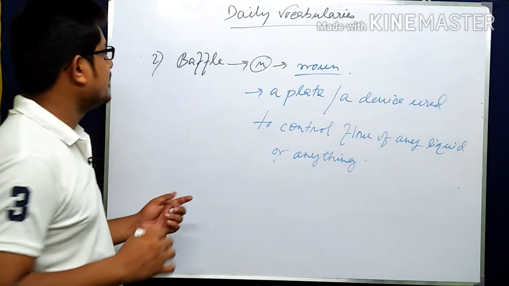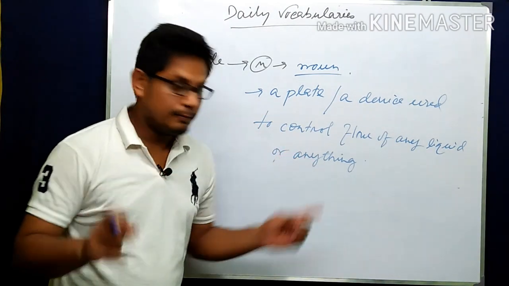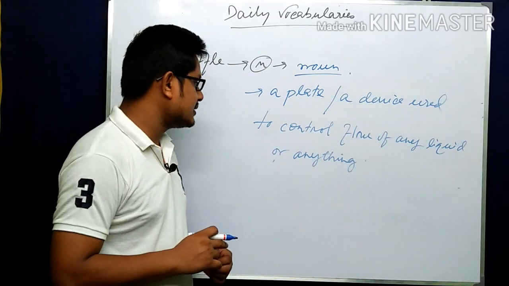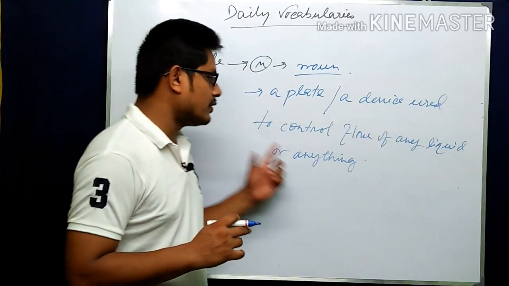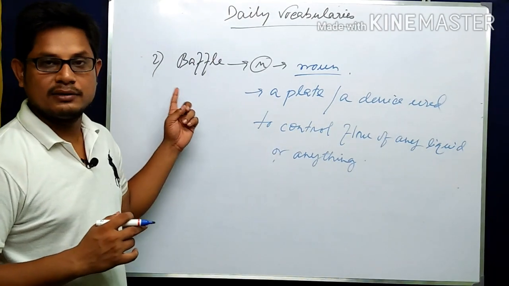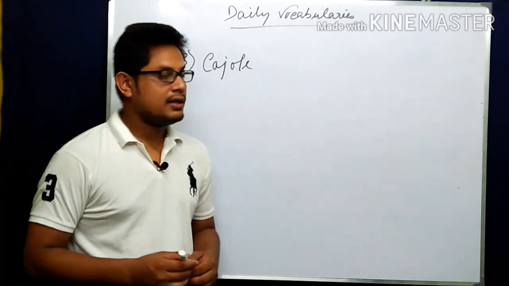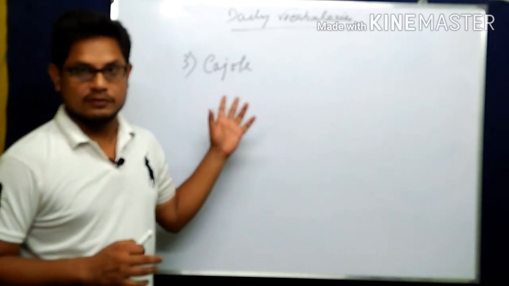Clear? So what's the meaning of baffle as a noun? Baffle means a kind of plate, or a device that is used to control the flow of any liquid or anything. This is the noun meaning of baffle, right? Okay, so after baffle there is another word. This is the third and last word of this video.